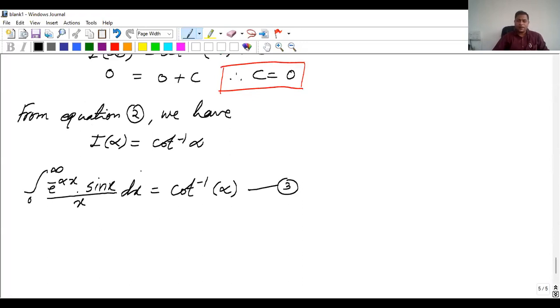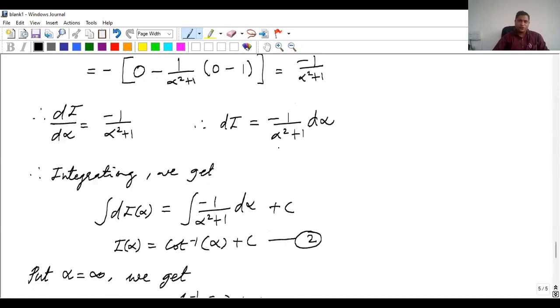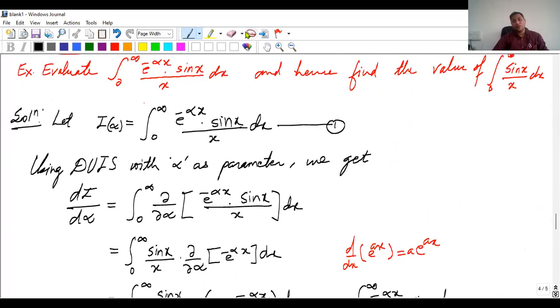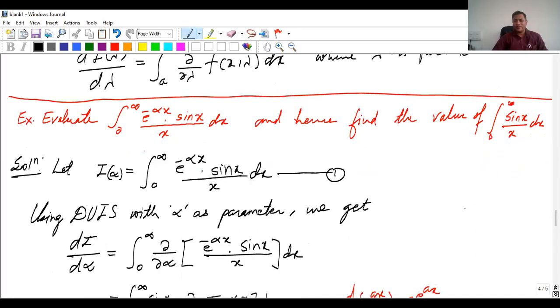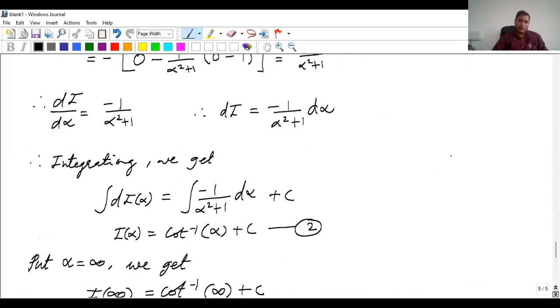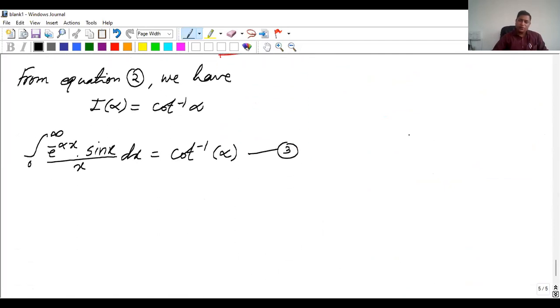Okay, so we wanted to evaluate this integral, and we got the value of this integral. Now we want to solve this integral also. So how to obtain this integral from this integral? Can you see any relation between this integral and this integral? Yes, it is easy to guess that if we put alpha is equal to 0, then we are able to get this integral. So we have obtained equation 3, where we know this integral, and hence we can put alpha is equal to 0 in the above equation.